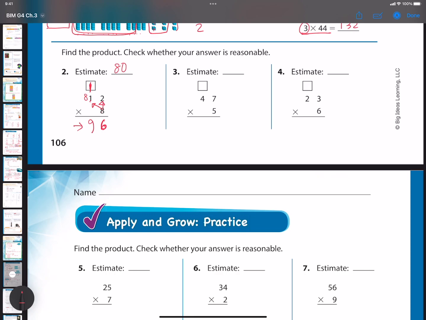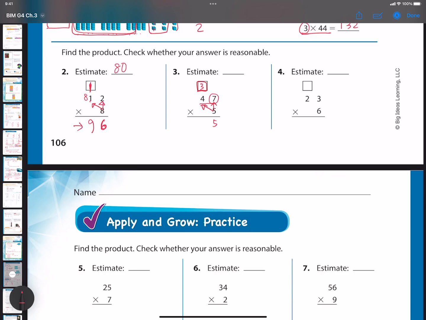Now let's move on to number 3, estimate. Okay, so since 47, which number is close? 40 or 50? If you said 50, you're correct. Since this 7 is what? Greater than 5, right? So now we are going to do what? Ones place and then move on to our tens place. So if you need to regroup, we have to write on top of the tens place, okay? So now what is 7 times 5? Yes, 35. Do you understand?